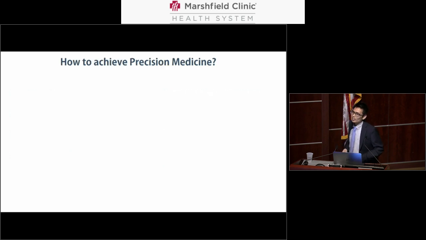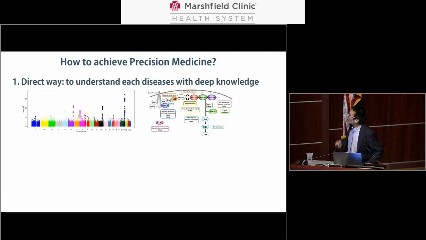Then another question is how to achieve precision medicine. In my opinion, we have two ways. The first way I call the direct way. In this way, we need to understand each disease one by one with very deep knowledge. You just pick any disease. For example, I like cancer. I want to research diabetes. So you research the disease one by one, find the disease gene, find the pathway, and later you can find what exactly the disease is.